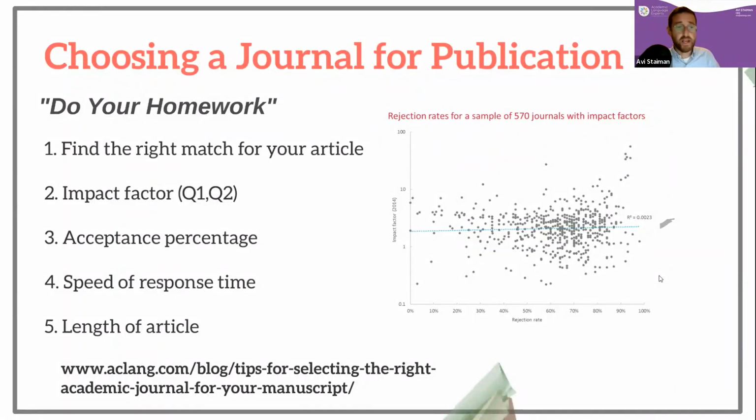Now, number three is something that I don't think most of us check, but I think is really important. And that is acceptance percentage. That means how many articles or how many submissions the journal is receiving on an annual basis every year.